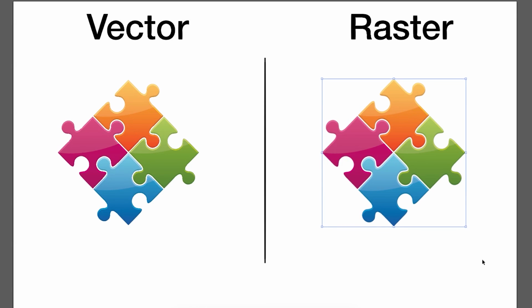That is the main difference between vector and raster. Vector you can size to any size and it still retains its quality. Raster, when you make it bigger, it starts to become pixelated and blurry.